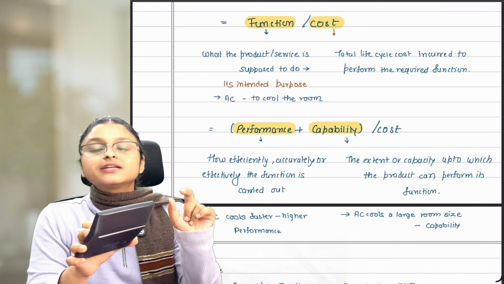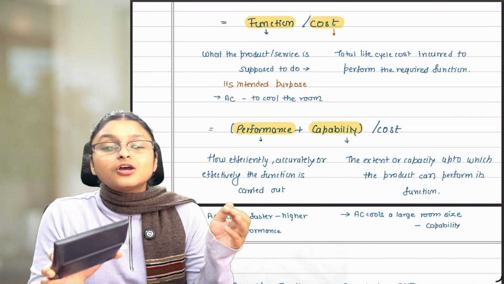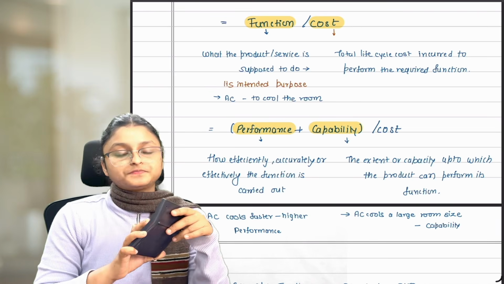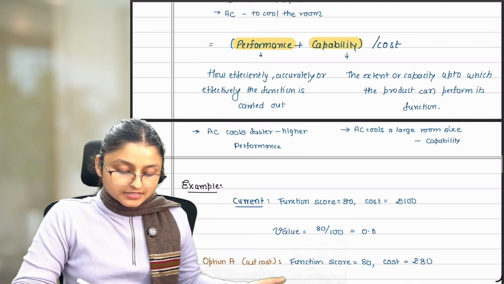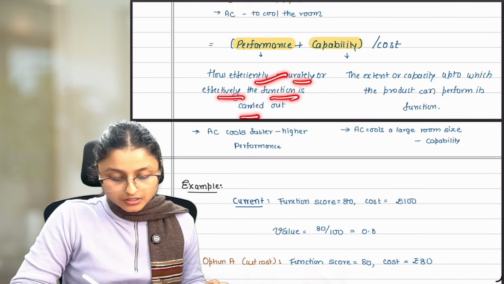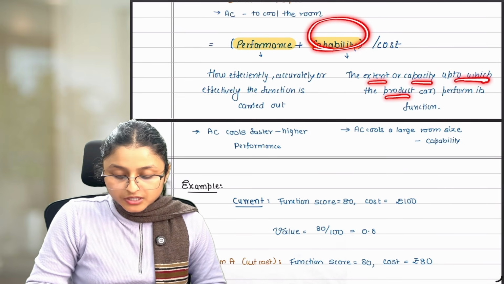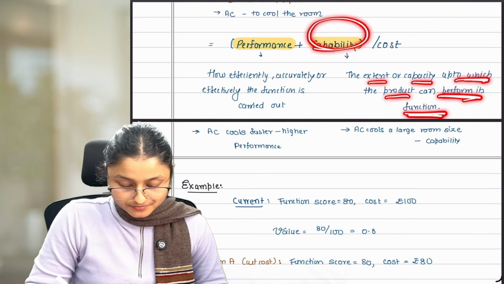So this calculator can handle a maximum of up to 12 digits. That is the capability, or the capacity, of the product. So performance is how efficiently, accurately or effectively the function is carried out. And capability is the extent up to which the product can perform its function.